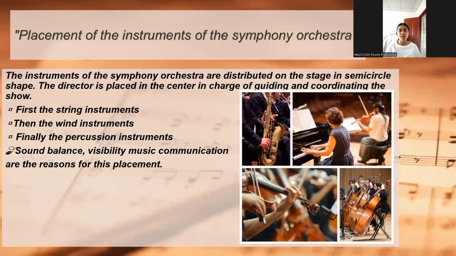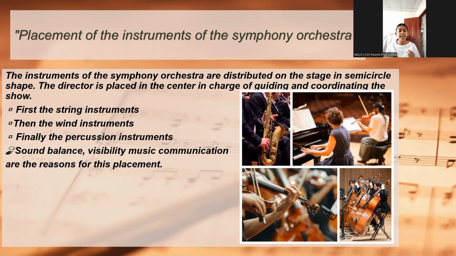The instruments of the symphony orchestra are distributed on the stage in a semicircle shape. The director is placed in the center, in charge of guiding and coordinating the show. First of all, we find the strings located in the center and front of the stage. Violins, violas, cellos, and double basses are placed from left to right respectively.